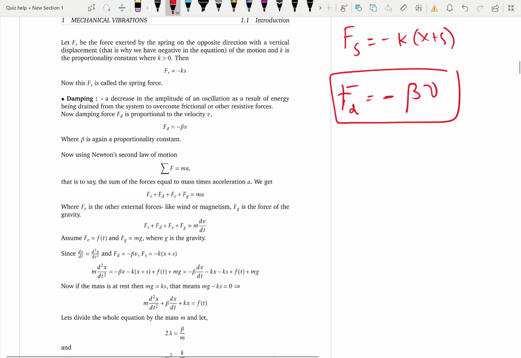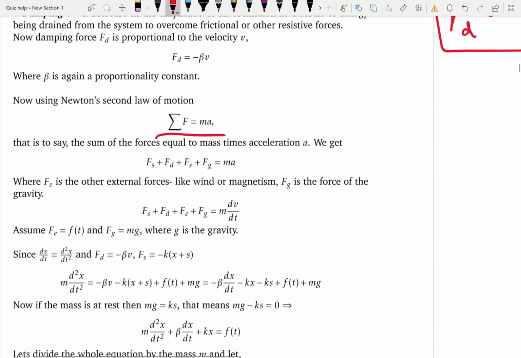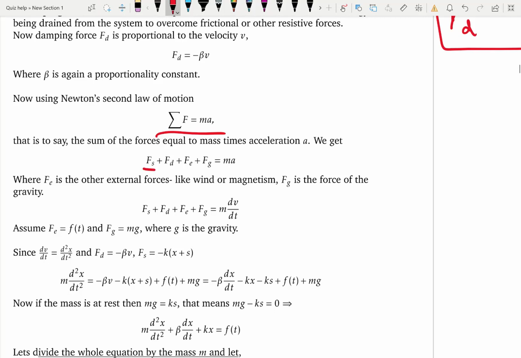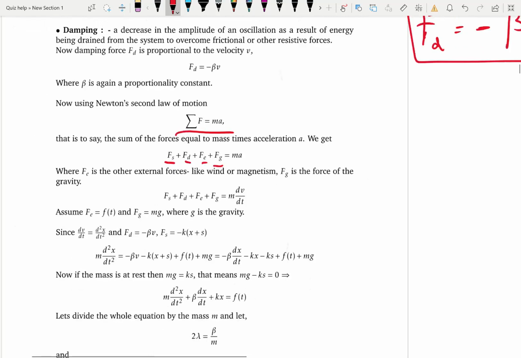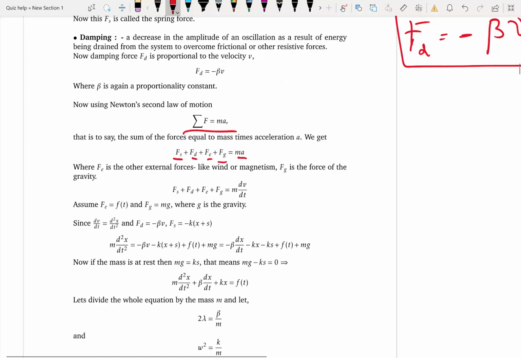The other thing that we use is, of course, Newton's second law of motion. We have motion, and whenever you have motion, Newton's second law appears, right? Newton's second law says the sum of all these forces is equal to mass times acceleration. So the forces are the Hooke's law force and the damping forces. You can get external forces like wind or a magnet, and then gravity, or the weight of the mass, right? So all these forces are added up, equal to mass times acceleration.